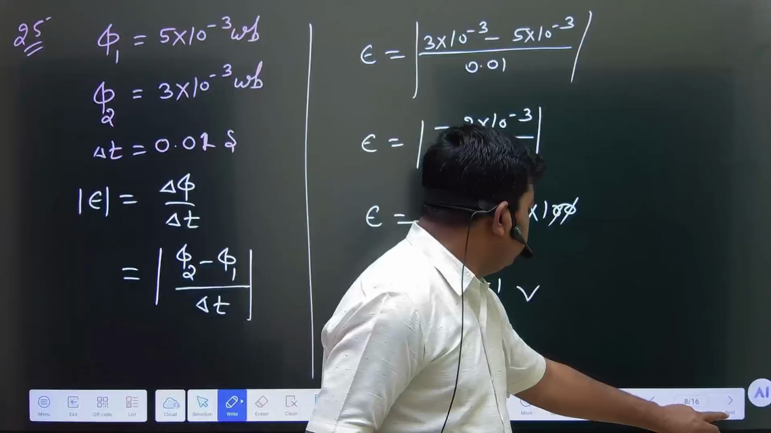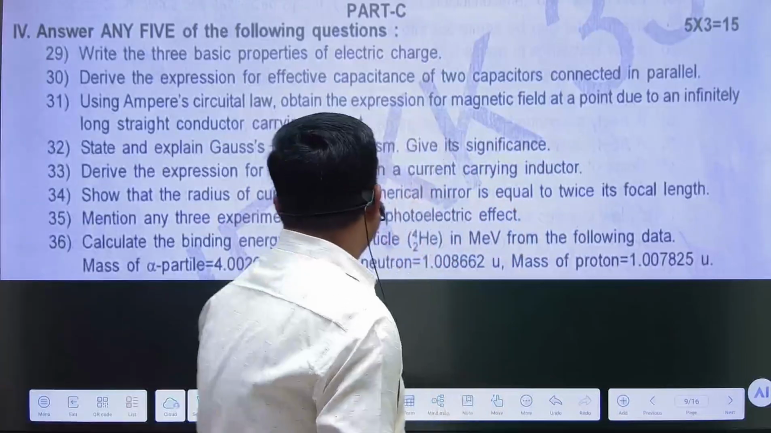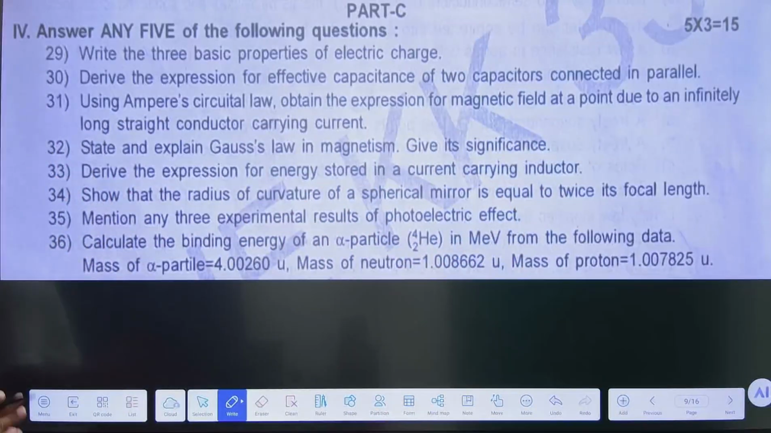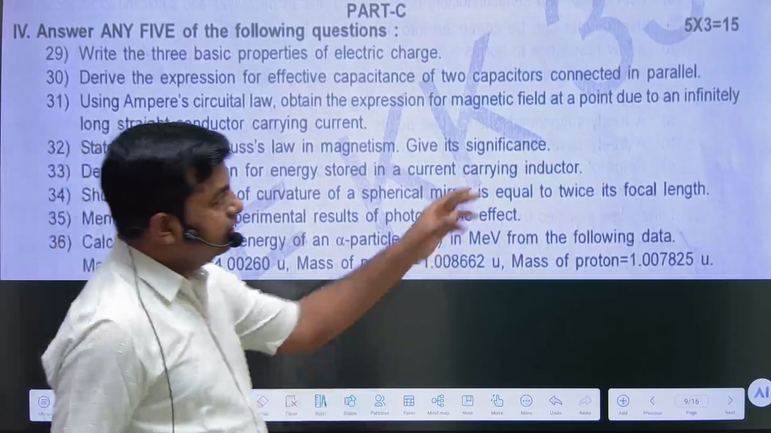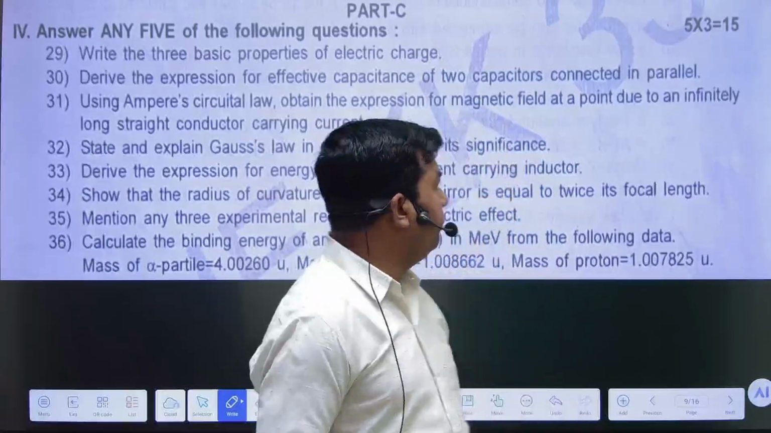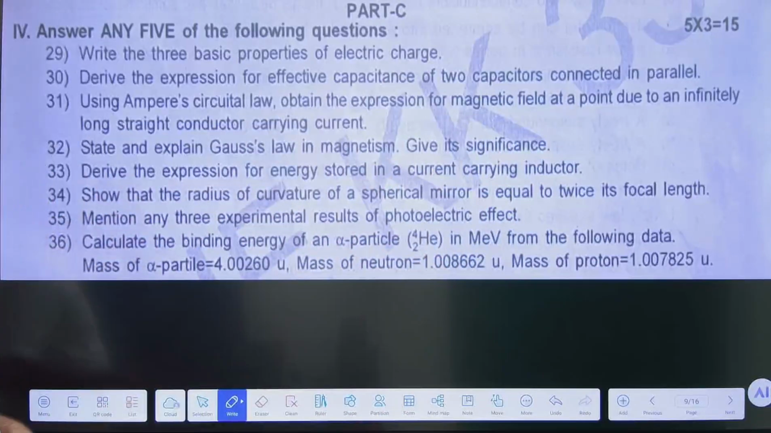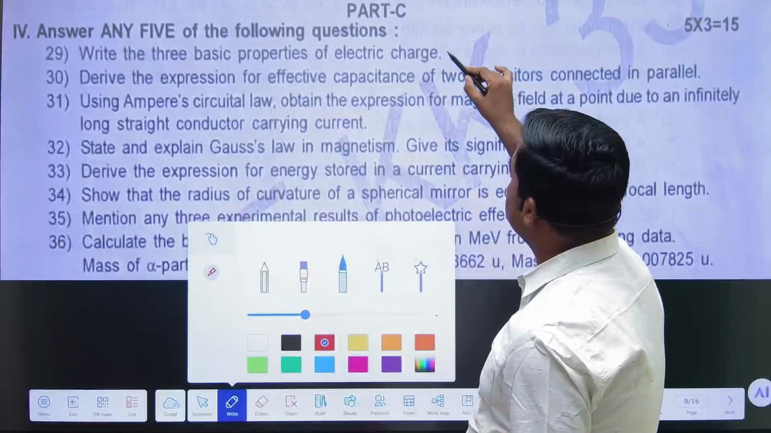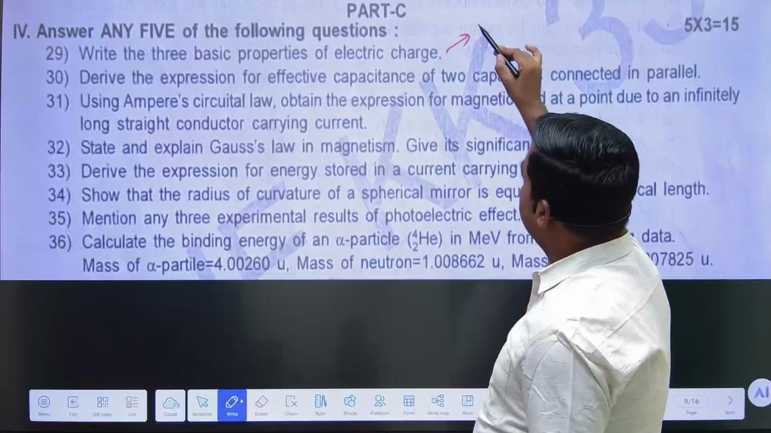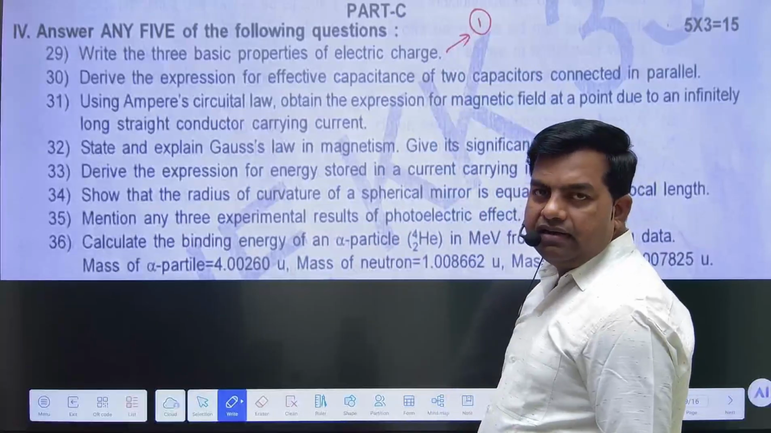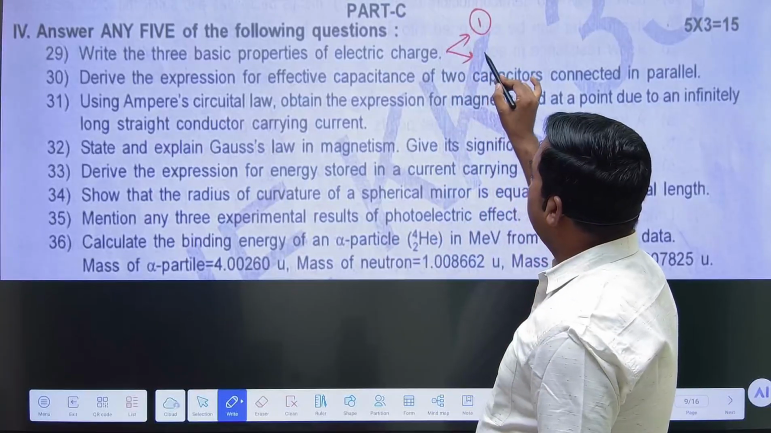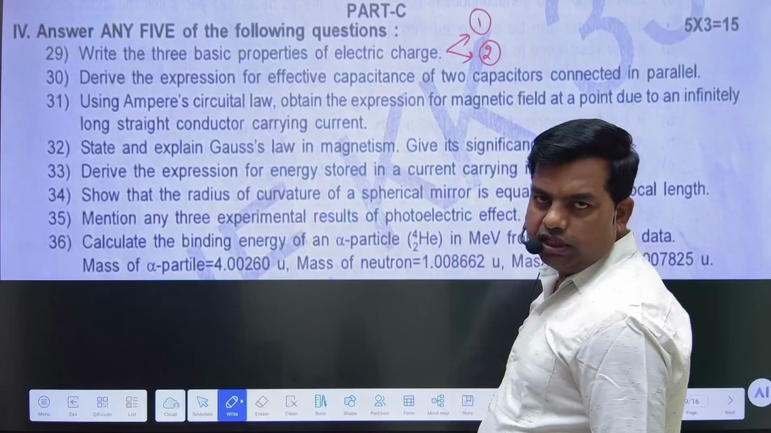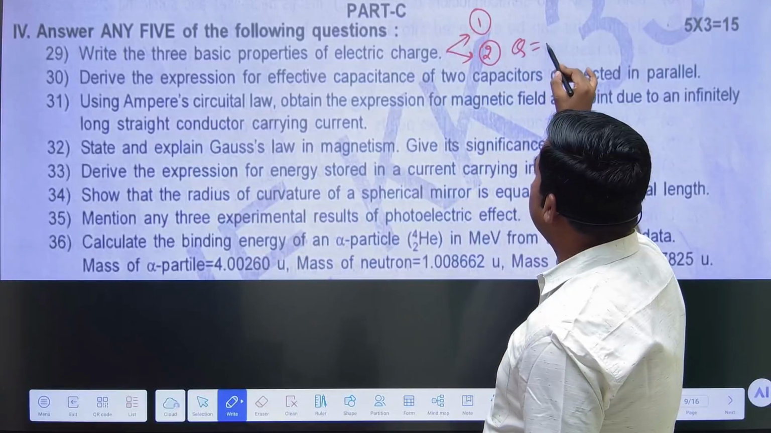Next question is what? Here we write next question, part C. Each question carries 3 marks. Clear to you? Next: write the 3 basic properties of electric charge. It is a very simple question. The 3 basic properties of electric charge: first one is charges are additive in nature. Second, charge follows the principle of quantization, that is Q is equal to NE.